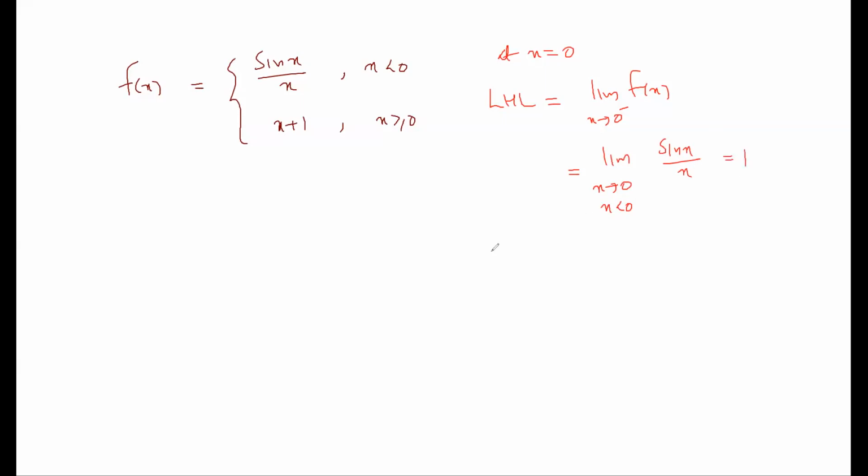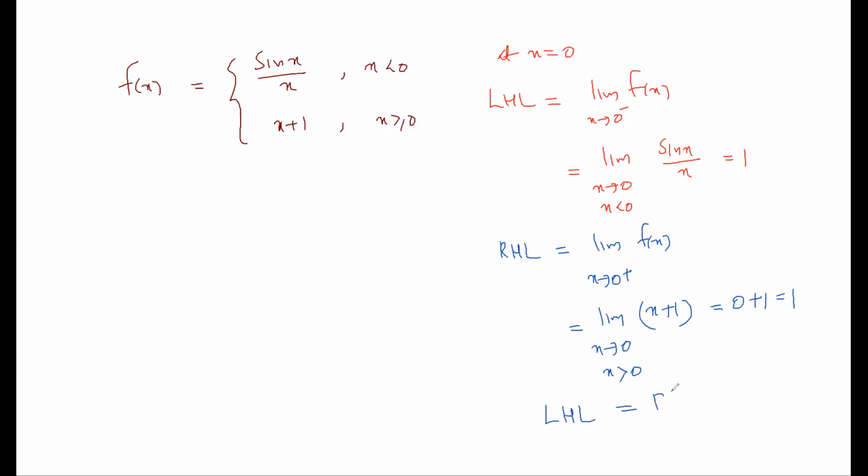Now, right hand limit. Right hand limit is the limit of that function as x approaches 0 from the right side, that means x is greater than 0. When x is greater than 0, the function is x plus 1. So direct substitution, x is equal to 0, gives 0 plus 1, which is equal to 1. That means left hand limit is equal to right hand limit. That implies the limit exists. Limit of that function as x approaches 0 is equal to 1.